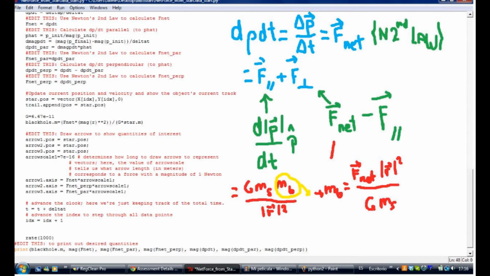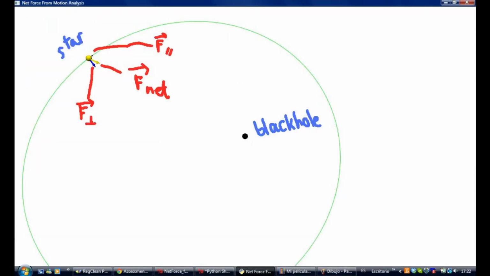our net force. We have the components: a parallel force and a perpendicular force. The parallel is the derivative of the magnitude of the momentum divided by dt, times p hat, and our perpendicular is solved by F net. Now we have our gravitational law, that is G times the two masses divided by the r vector squared, and if we solve, we can see our mass of the black hole, how we solve it.